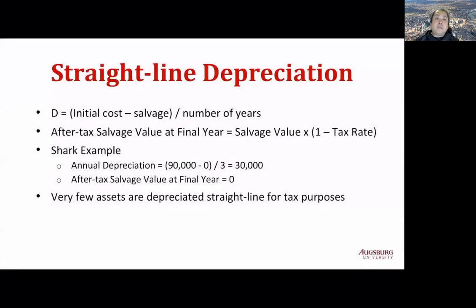One of the typical depreciation methods in financial accounting is just evenly depreciating to salvage value, which is the estimated market value at the end of the lifetime of an asset. So annual depreciation equals initial cost minus salvage value divided by number of years. So from our example of shark attractant, it will be $90,000 minus 0 divided by 3, $30,000 per year.